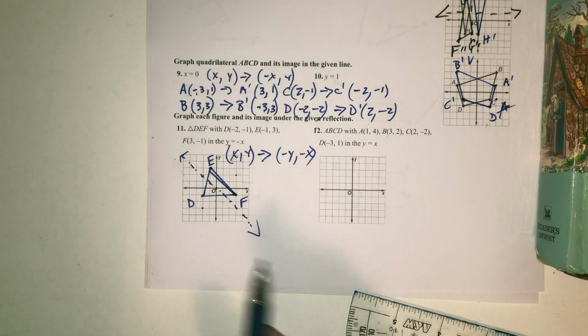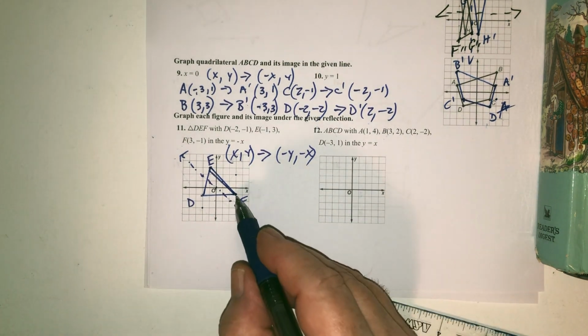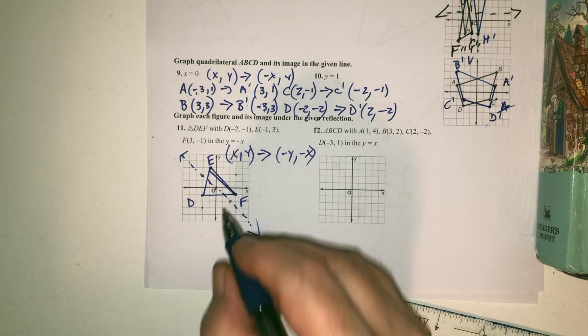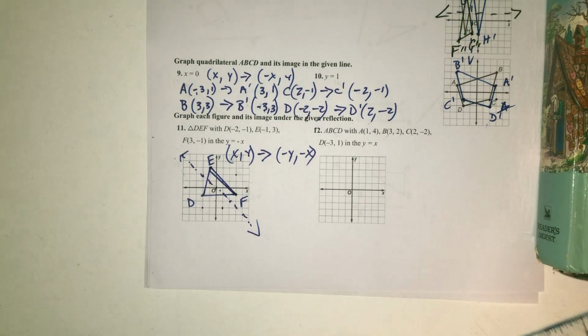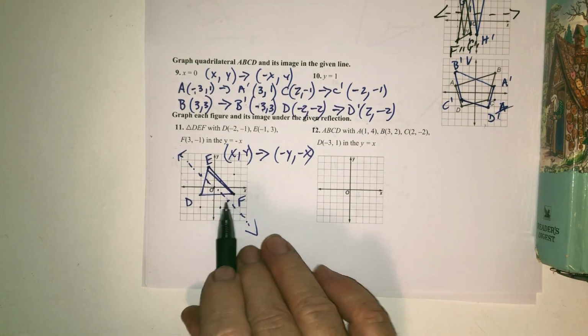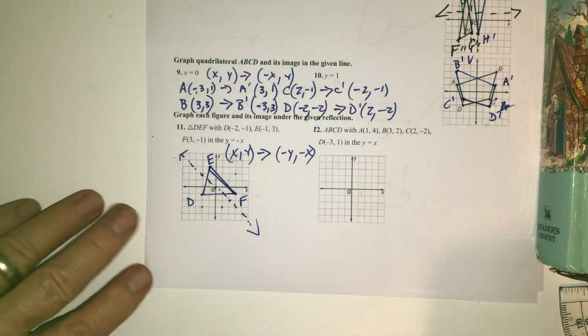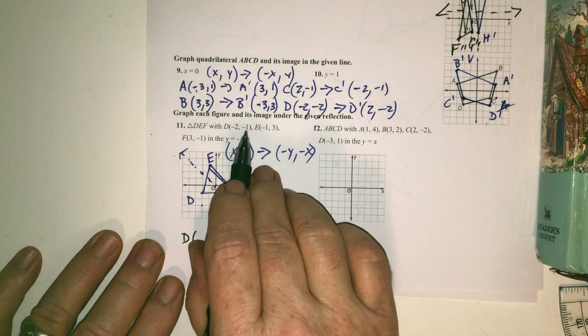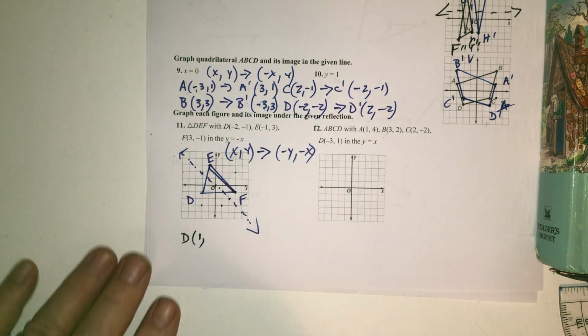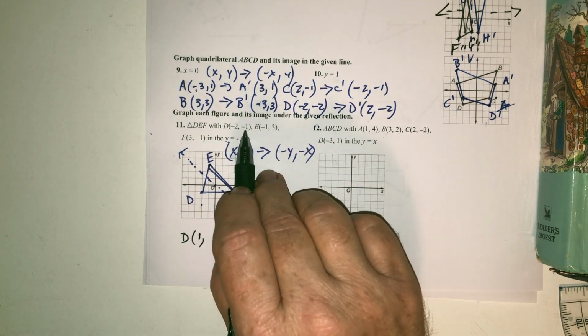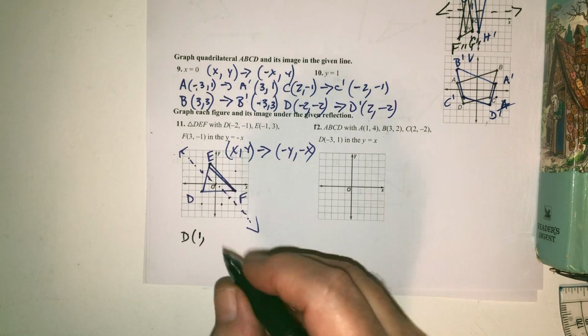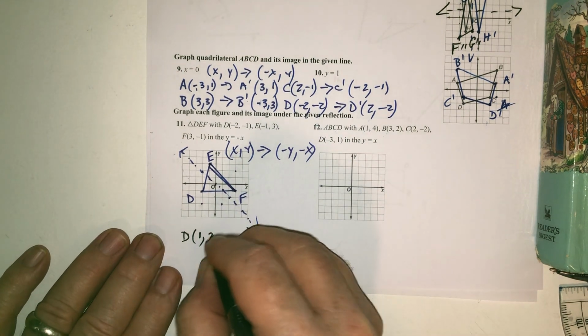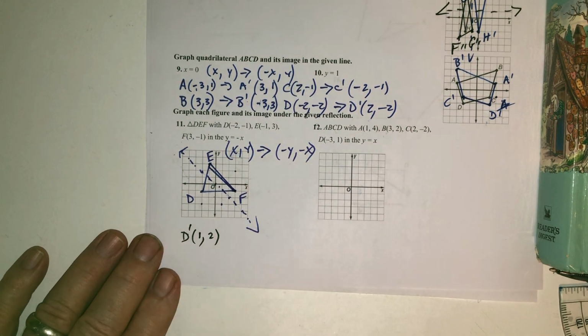All right, and now we're going to reflect, first of all, this point. Well, that's 1, and then 1 down here, so that point would go down there. I'm going to do it in a different color. That point, let's do the rule first. I think that would be important. For D, the opposite of the Y becomes the X, and the D would be 1, 2. And that's D prime, I should say.